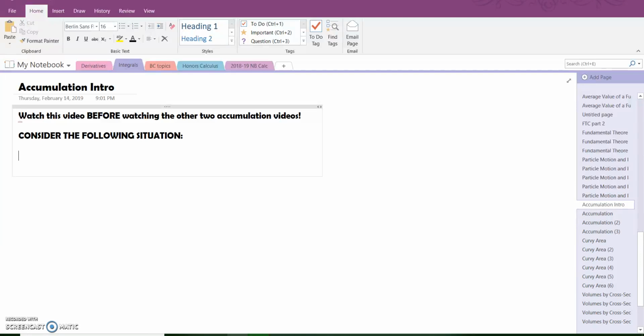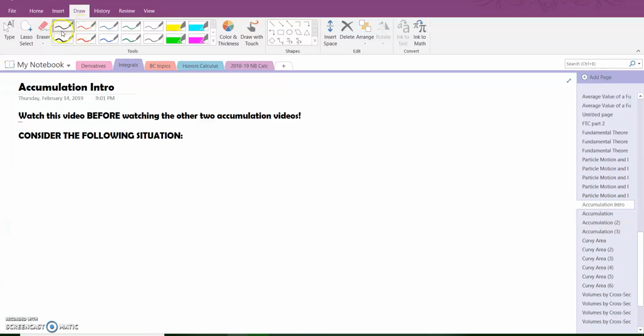All right, so you guys spent 2 days doing accumulation packet number 1 and accumulation packet number 2. And what you should have realized by the end of that is that whenever you have an integral of a rate with respect to time, that integral will give you an amount. And we're going to be emphasizing that over and over again in these videos. So let's consider the following situation. So you don't have to write anything down yet. I just want you to listen and to think here.